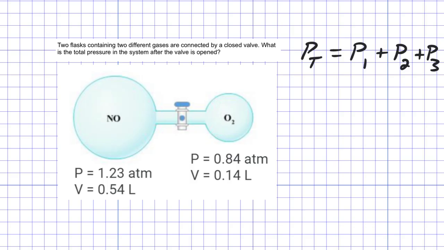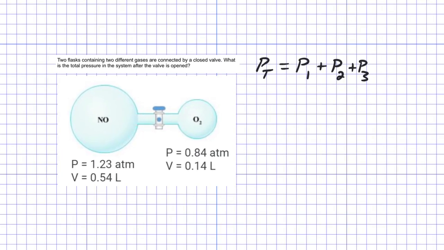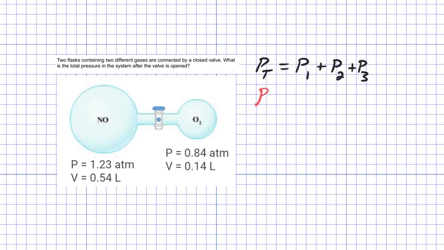However, we can't do that because as each gas is allowed to expand into the other container, its pressure is going to be dropping. And so the partial pressure of both gases is going to be lower than the starting pressure because they are expanding into a larger volume. So the way that we're going to handle this is we are going to use the equation that we've used before, P1V1 equals P2V2, to find the final pressure of each of the gases after the valve is opened.